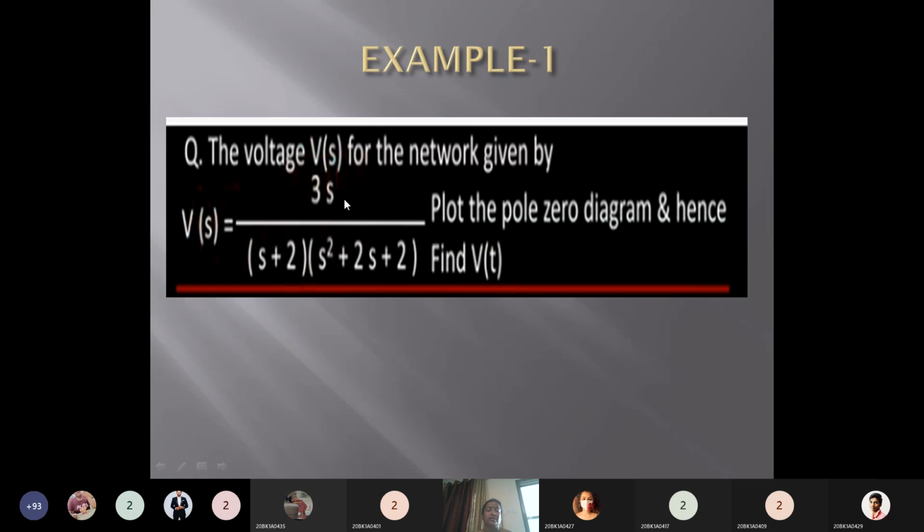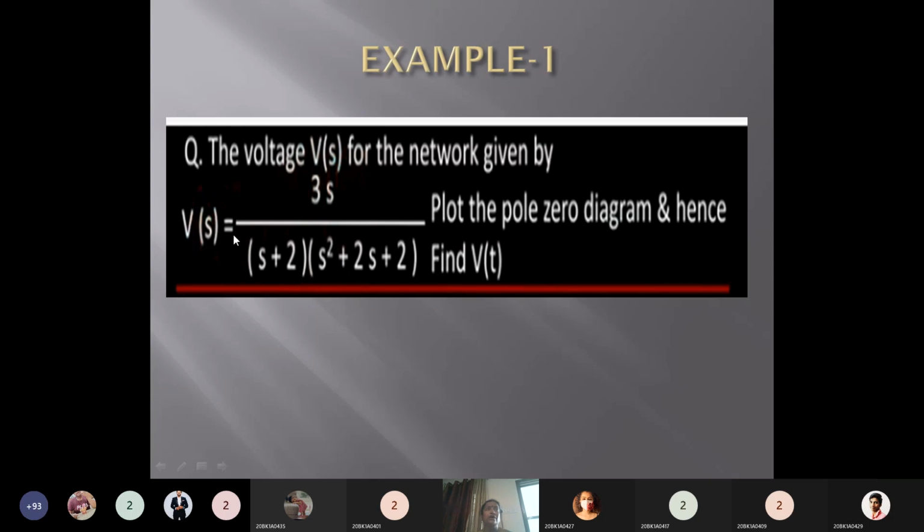Suppose s plus 1 is there. Let us imagine s plus 1 equals 0, which means s equals minus 1, and at s equals minus 1 you have a 0. So we plot a zero there. Here s plus 2 is there in the denominator, so s plus 2 equals 0 means we have a pole at s equals minus 2. At s equals minus 2 we have one pole.